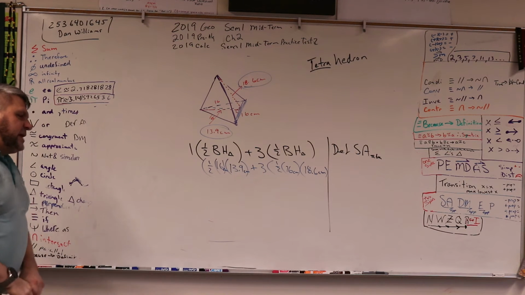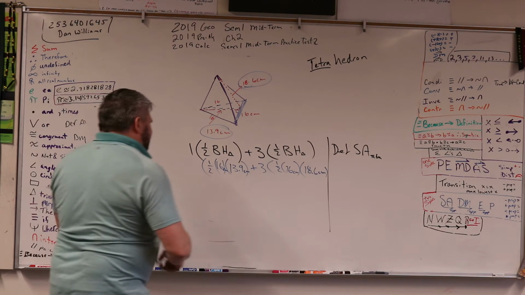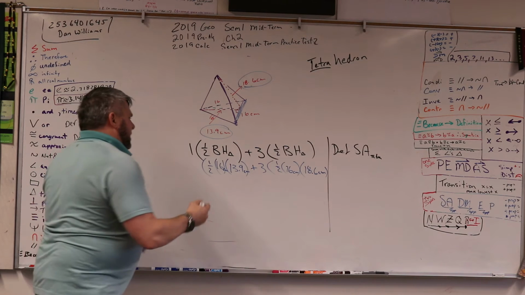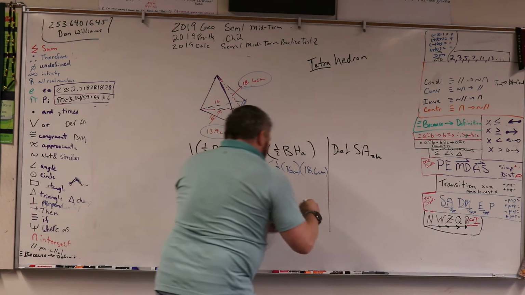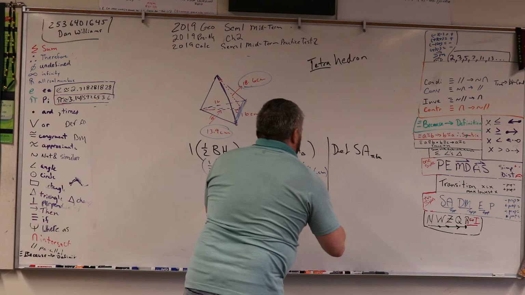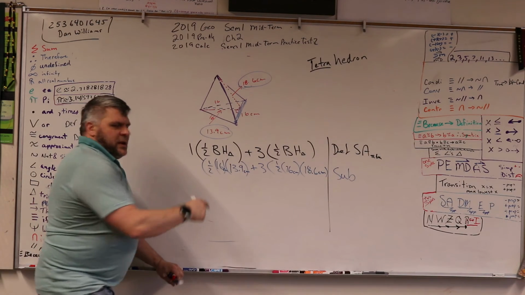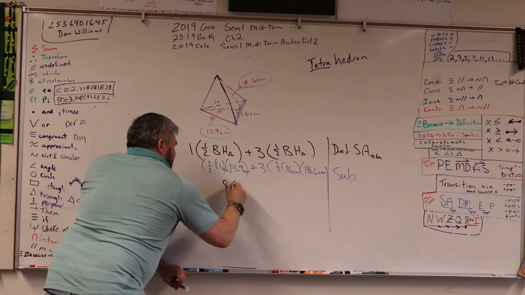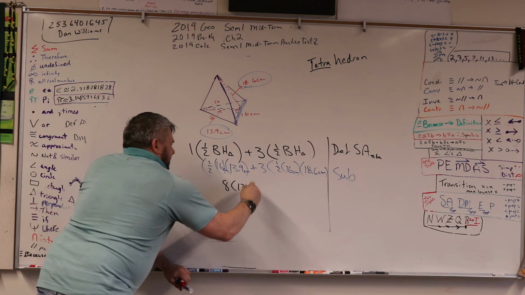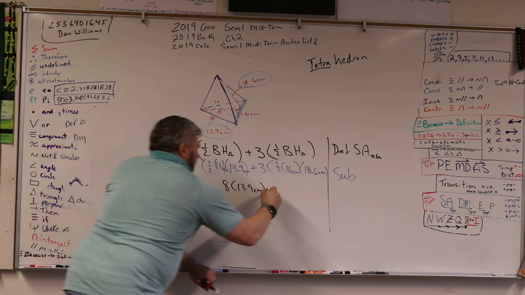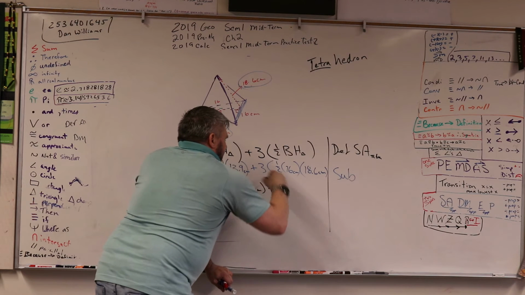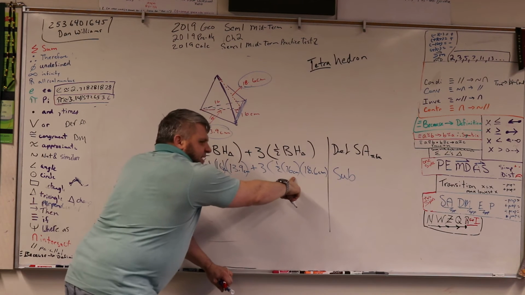All right, so we need to take, what's half of 16? 8. So first of all, this is substitution, right? Then could we just do a quick half of 16 and get 8? Times 13.9 cm, plus 3 times, what's half of 16?